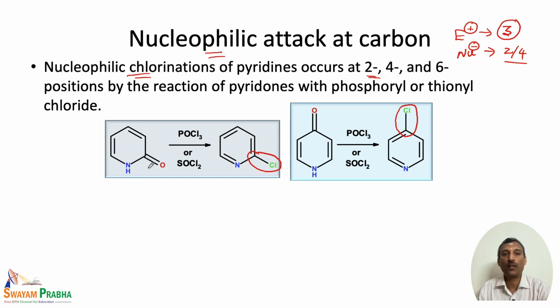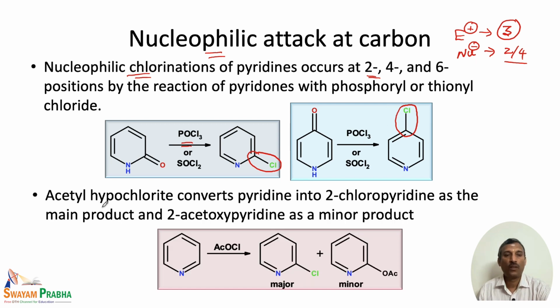So here we have the pyridone, which undergoes reaction with POCl3 to introduce the chlorine into the pyridine ring. When acetyl hypochlorite is reacted with pyridine, we end up with 2-chloropyridine as the major product, and of course we also end up with some quantities of 2-acetoxypyridine as the minor product.